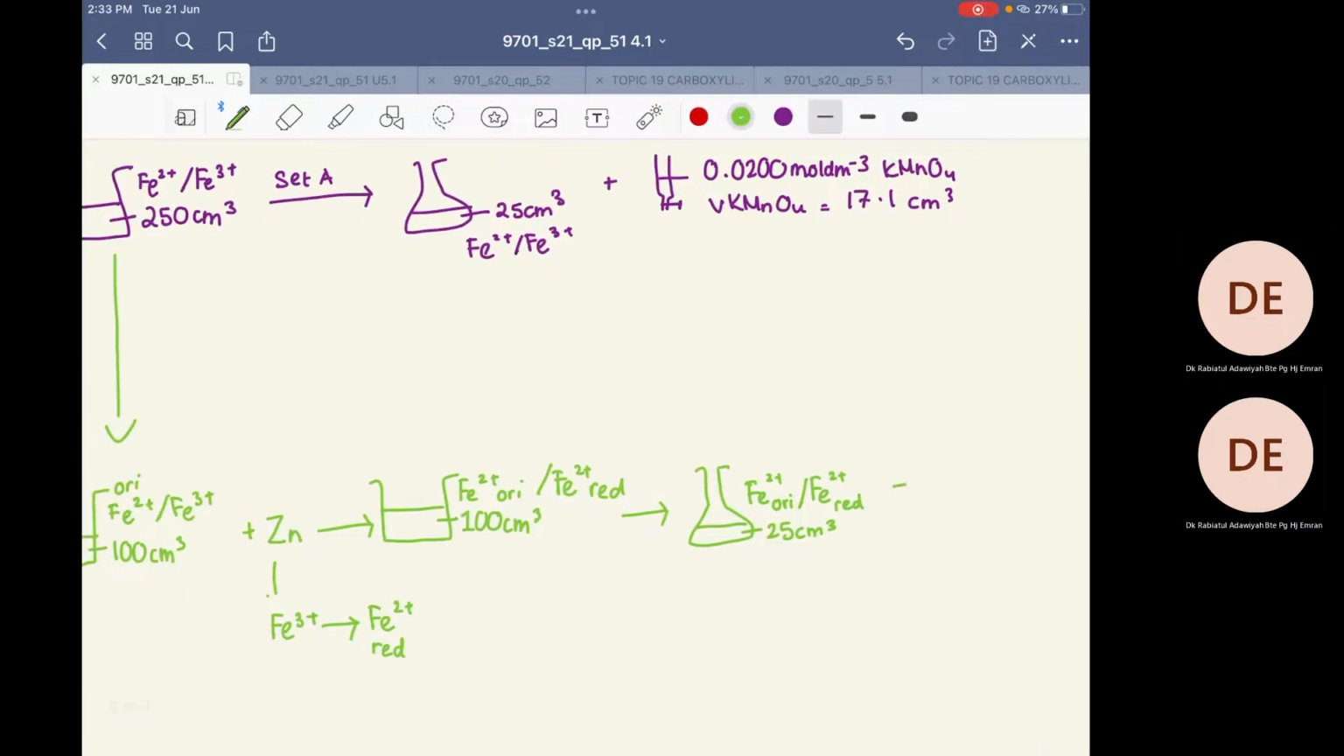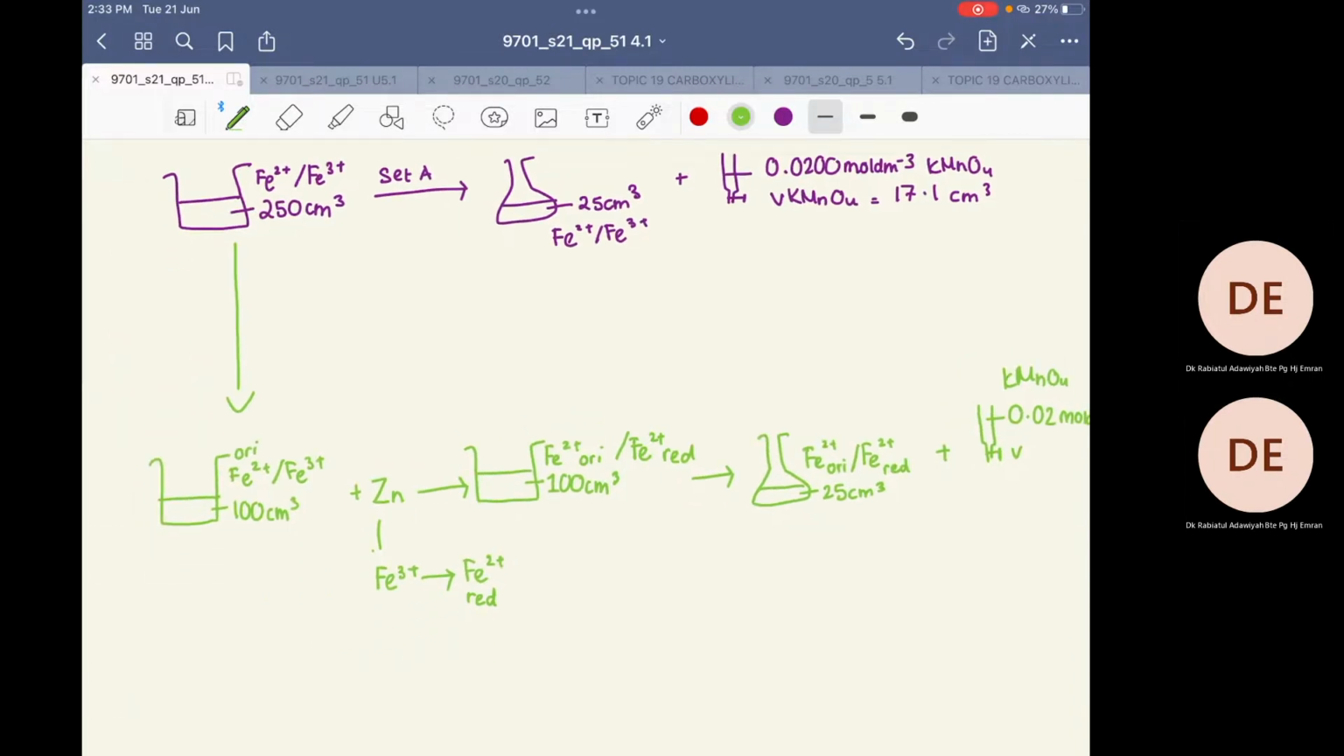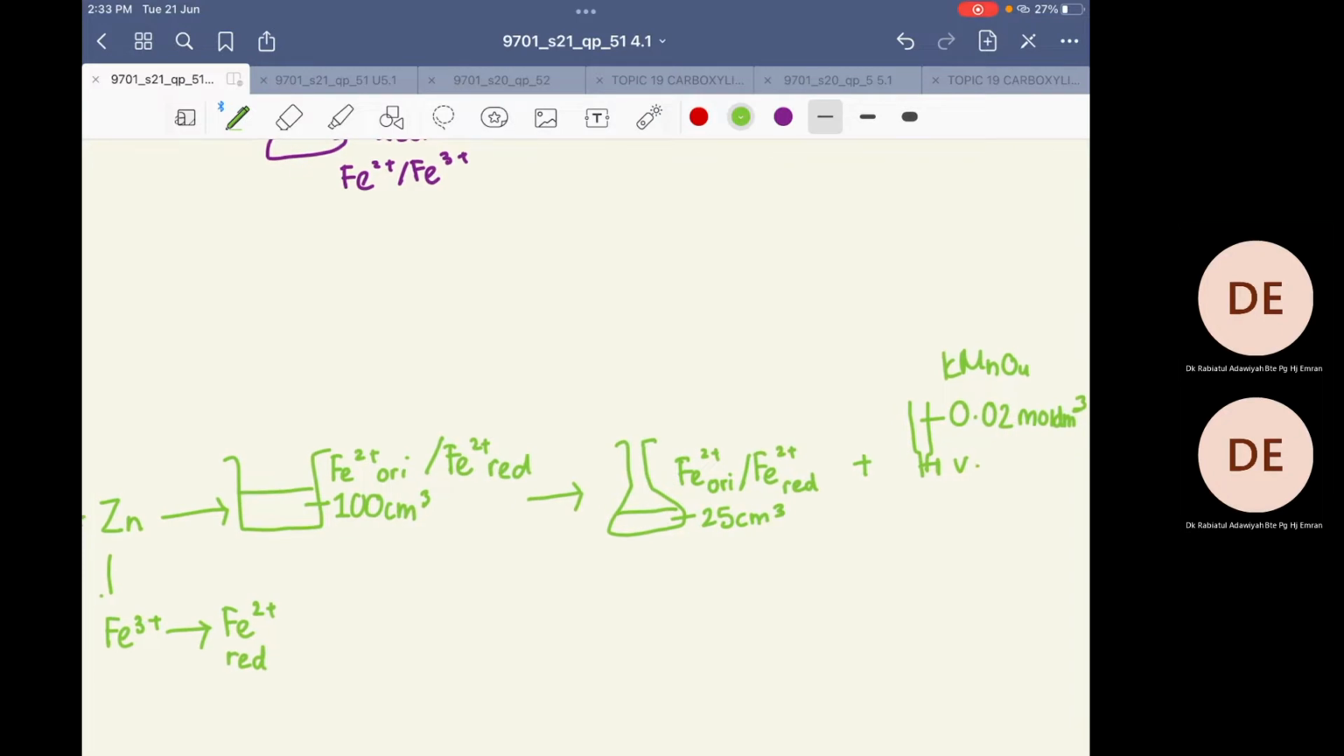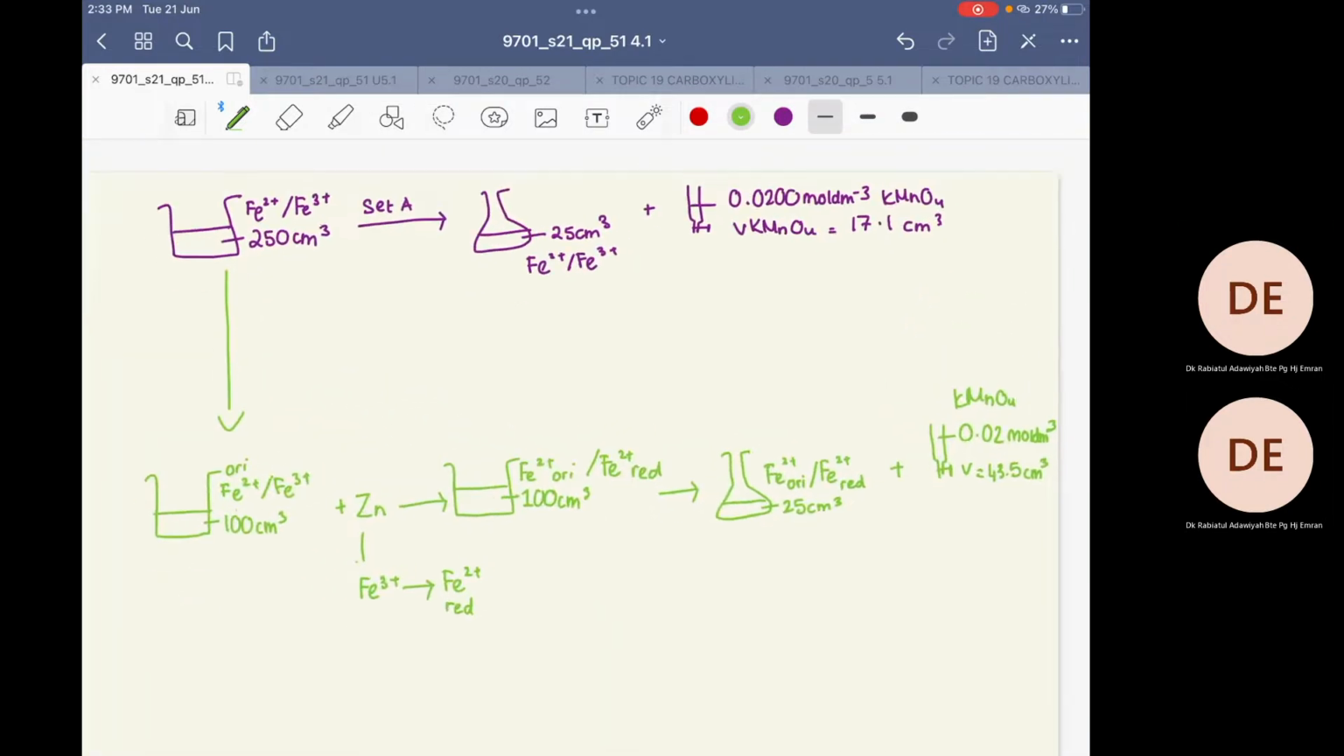Same thing, I do titration with potassium manganate, same concentration, 0.02 mol/dm³ of potassium manganate. And what's the titer value for the second part, set B? How much was it earlier? 43.5 cm³. Okay? Right.